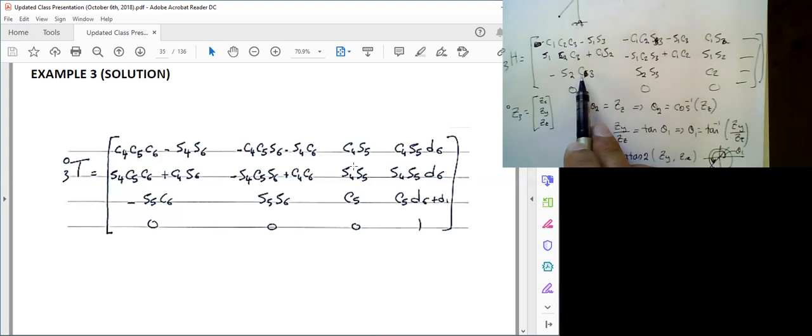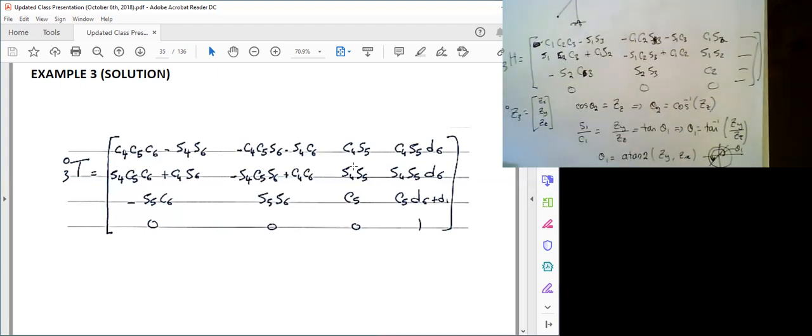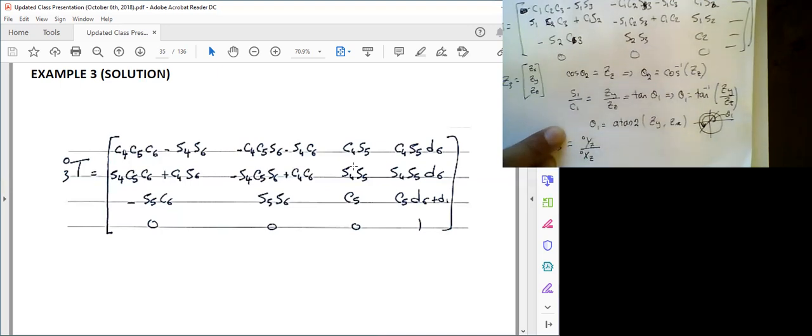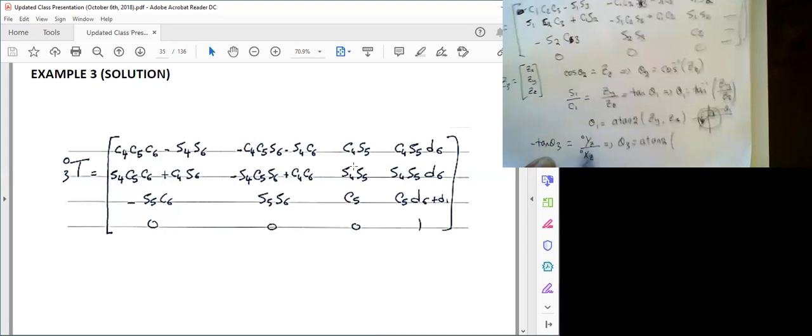This guy is going to be y. So this is the z component of my y-axis, what I would like my y vector to be, divided by the z component of my x-axis in the base frame, obviously. Then my theta 3 is going to be equal to atan2 of the minus of them: minus yz 0 and then xz 0.